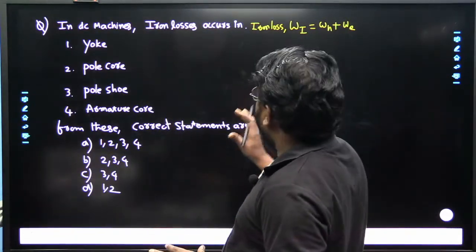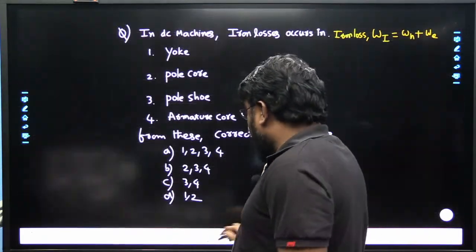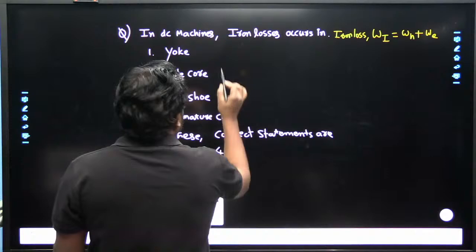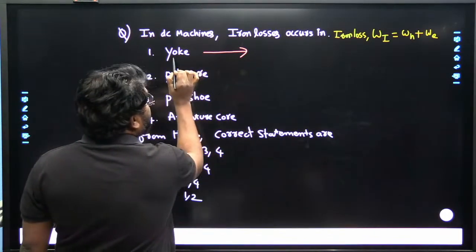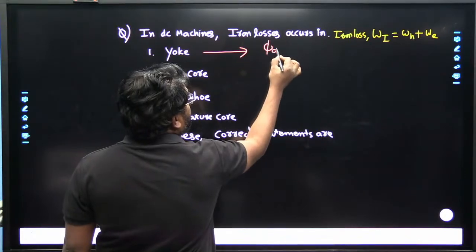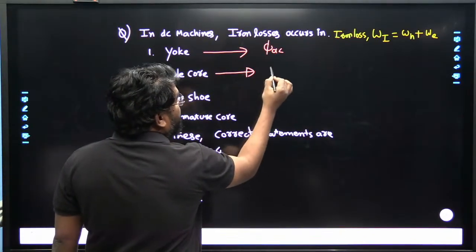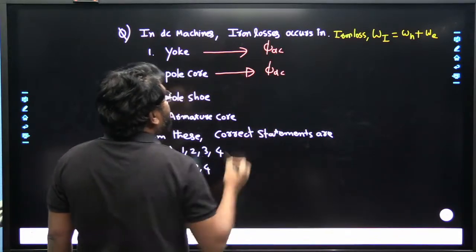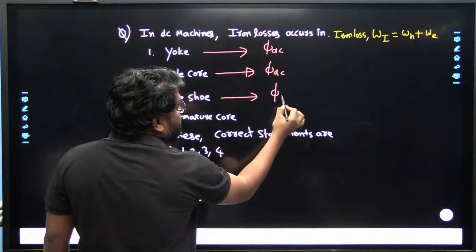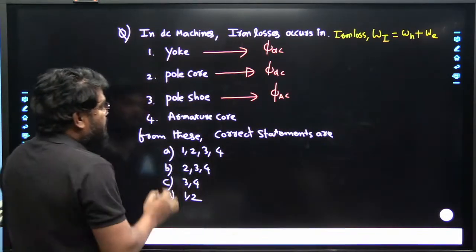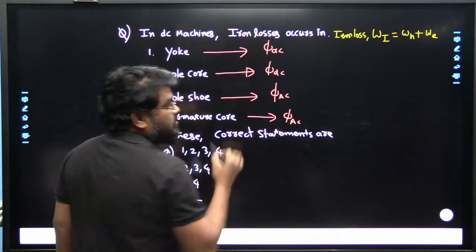So first, to verify the losses, suppose this type of question is given. What do we have to do? What is the nature of the flux here? The flux in the yoke is DC nature of flux, and the flux in the pole core is also DC nature of flux. The flux in the pole shoe is AC nature of flux. The flux in the armature core is AC nature of flux. Got the point?